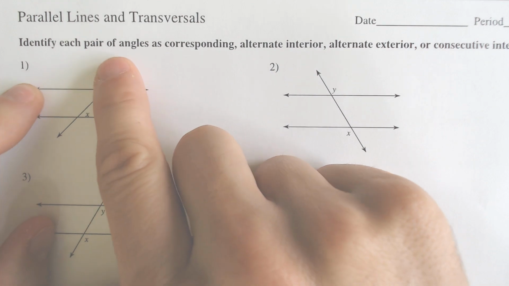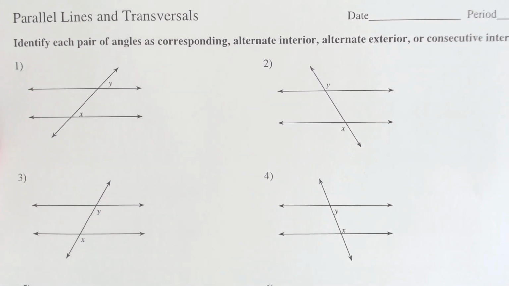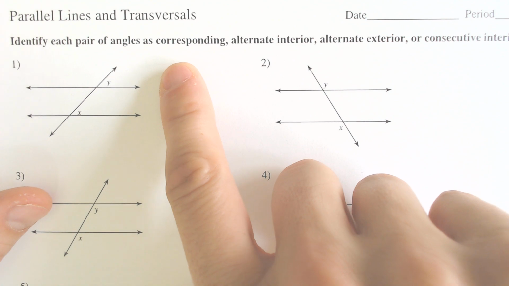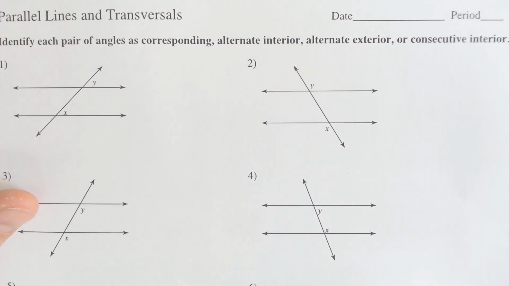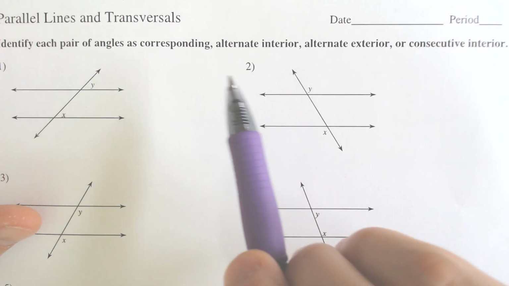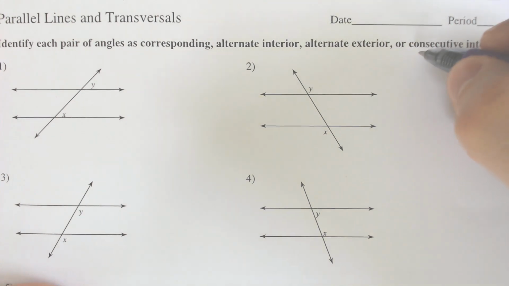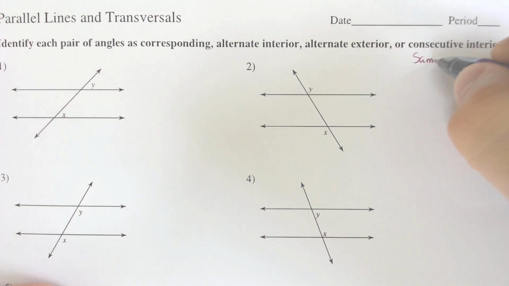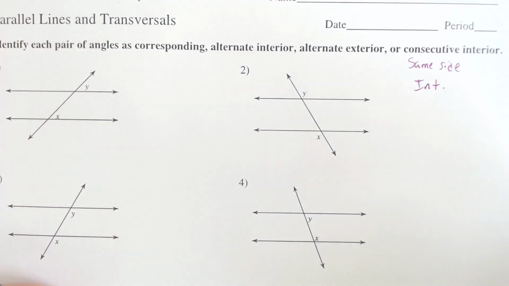We got parallel lines and their transversals. All right, so the first thing we always like to do is just identify what type of transversal angle relationship we have. There's corresponding angles and alternate interior, alternate exterior, and consecutive interior, which I like to call same side interior, which means the exact same thing.